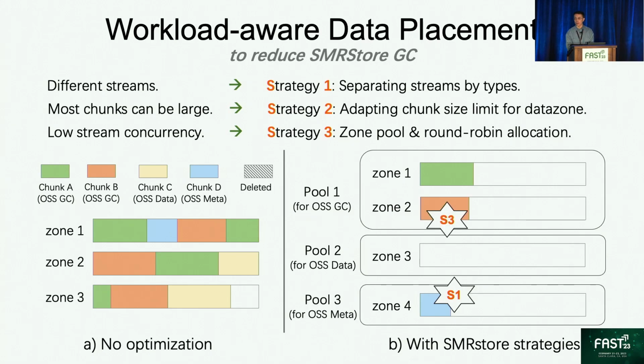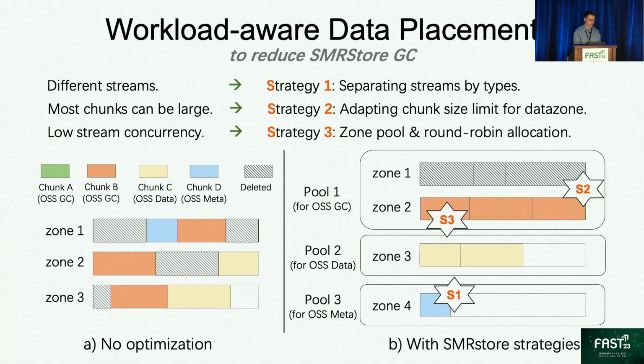And we'll try to look for a new empty zone for chunk B to separate it from chunk A. We also set the chunk size to a zone size. This way, we try to fill a data zone with only 1 chunk. When chunk A is deleted at some time, SMRSTORE can reset and reuse zone 1 directly.